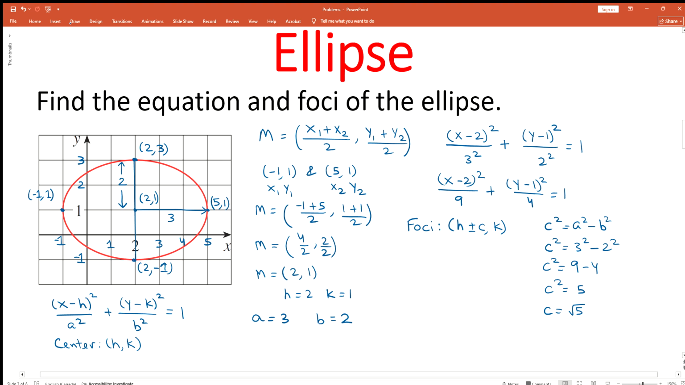Now we can sub in the values to find the foci points. So the two foci points are (2 plus square root 5, 1), and (2 minus square root 5, 1). These are the foci of this ellipse. So these are the steps you have to keep in mind to solve this problem.